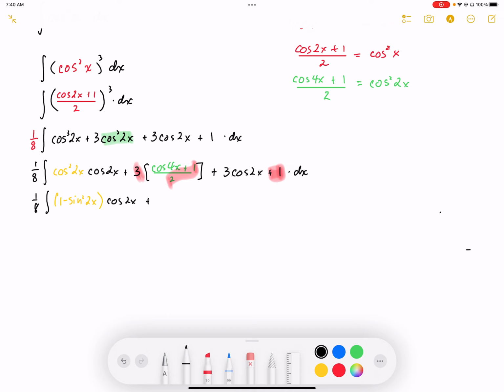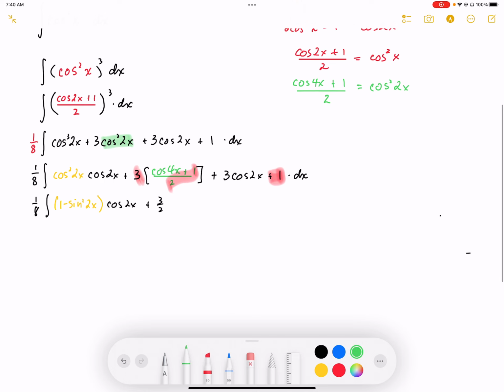So here this becomes 3 over 2, and there's my cos 4x. That can be integrated. I have a plus 3 cos 2x. That can be integrated. And plus 1, that's going to be really 3 times 1 over 2 plus 1. So it's going to be 3 over 2 plus 1, and so that's going to work out to be 5 over 2. And I've grouped my constant terms all together now, and I got them all from the red parts here.